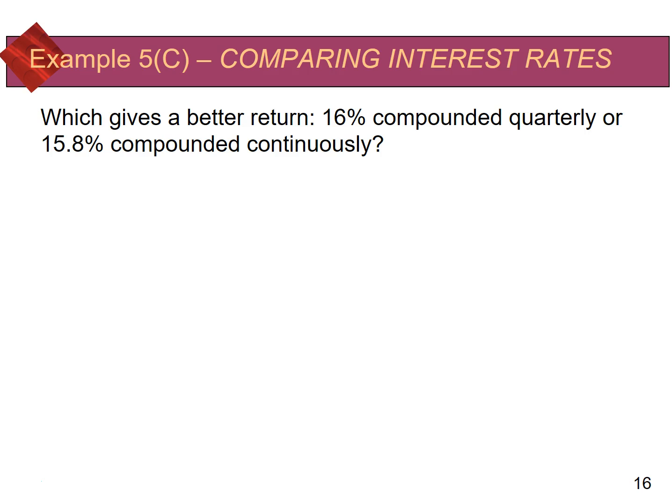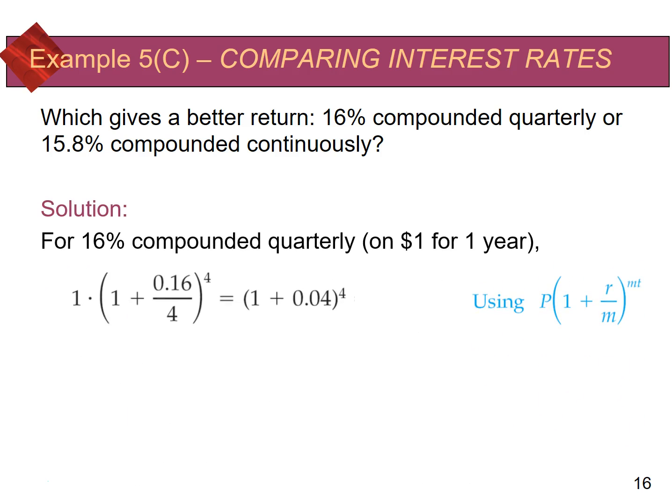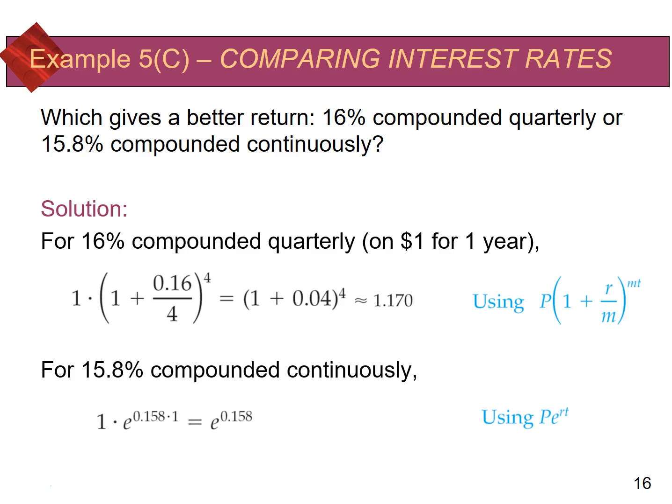So in this instance here, if I take 16% compounded quarterly, so if you take $1 for 1 year's time and apply this, we would get approximately, at the end of that year, about $1.17. If we take 15.8% compounded continuously for that same period of time, that $1 for 1 year, I would get about $1.171. So we're talking about 0.1% difference between the two.